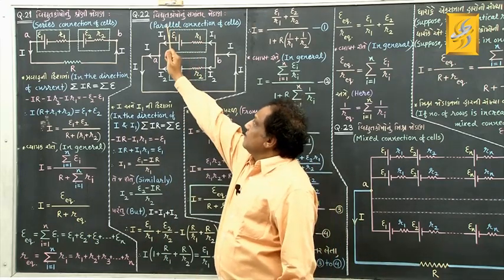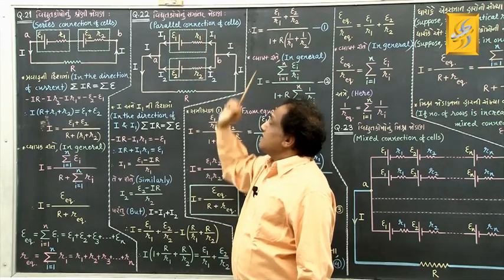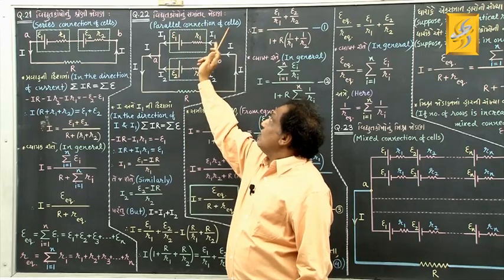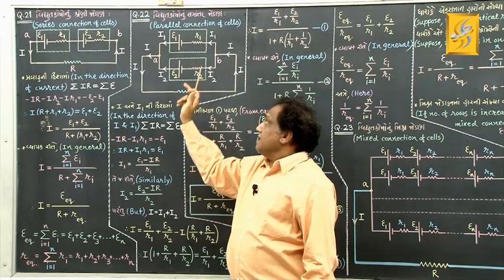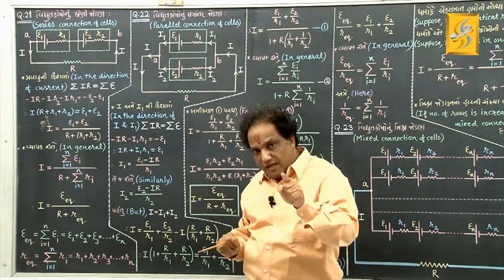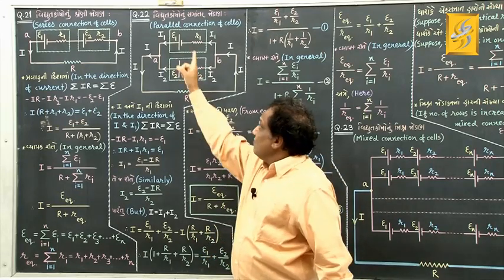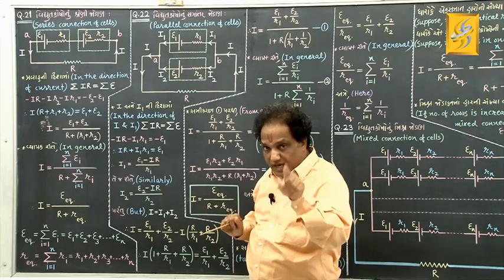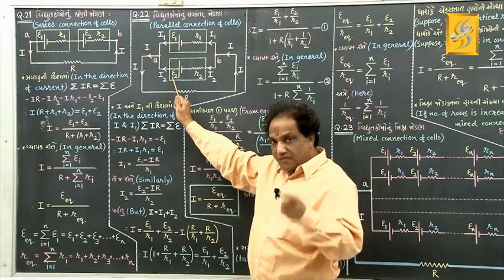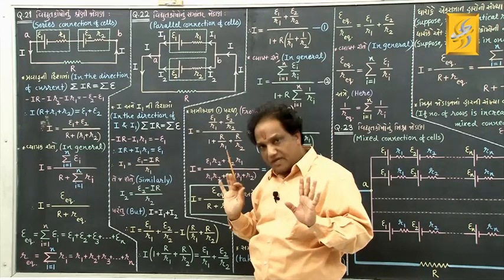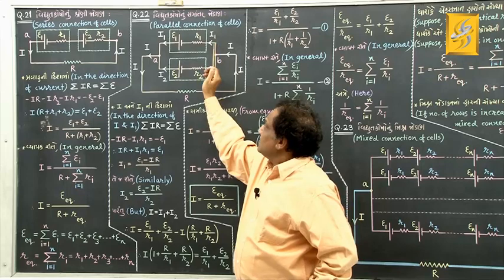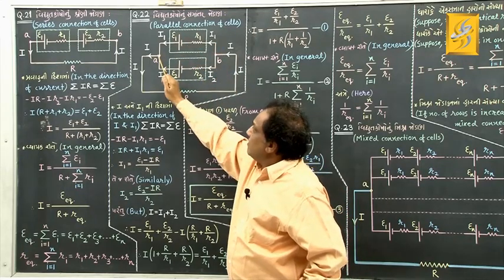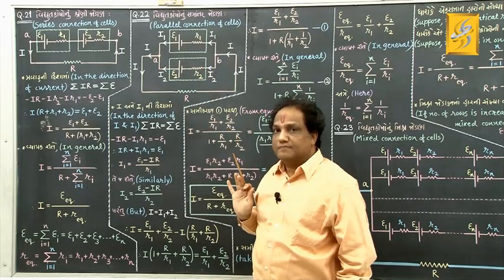Now we go for parallel connection of cells. Earlier it was series connection, now we go for parallel connection of cells, okay. In the figure you will find parallel connection of two cells. First cell has EMF E1, internal resistance R1. Second cell has EMF E2 and internal resistance R2, correct? Fine. They are connected in parallel between points A and B.